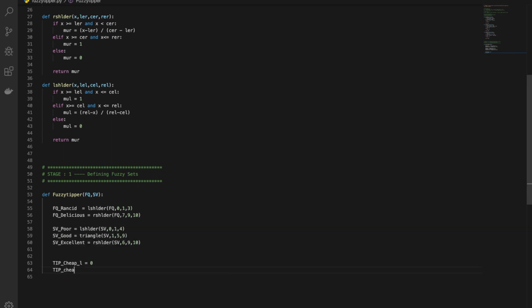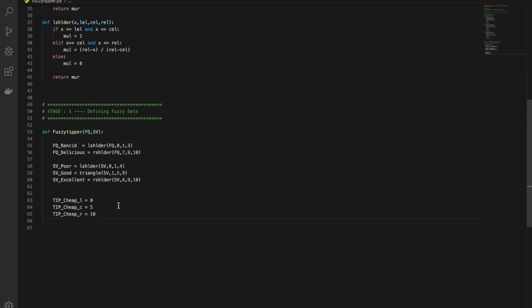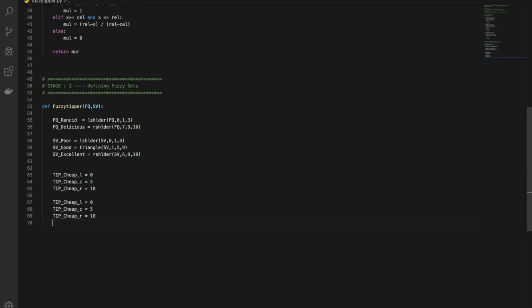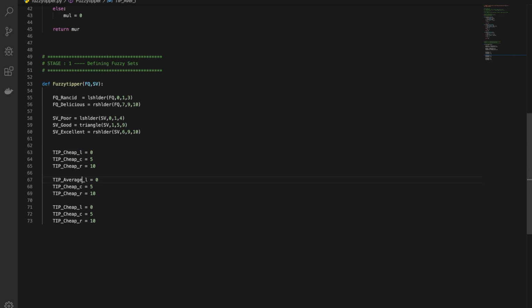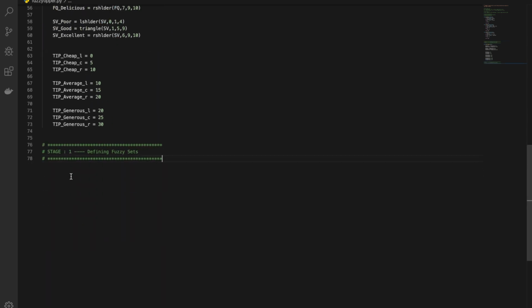We will have two membership functions for food quality, rancid and delicious, and they will have these values defining their membership functions. You can choose different values here and see what changes it makes to your model to better understand the fuzzy logic. We have three membership functions for service quality: poor, good and excellent. And then we moved on to defining the limits for the membership functions of the output variable tip.